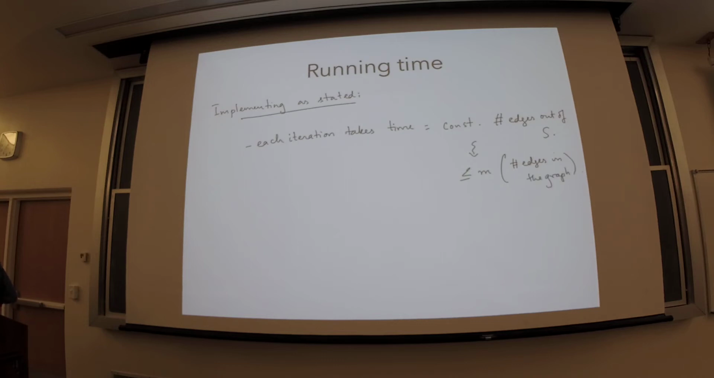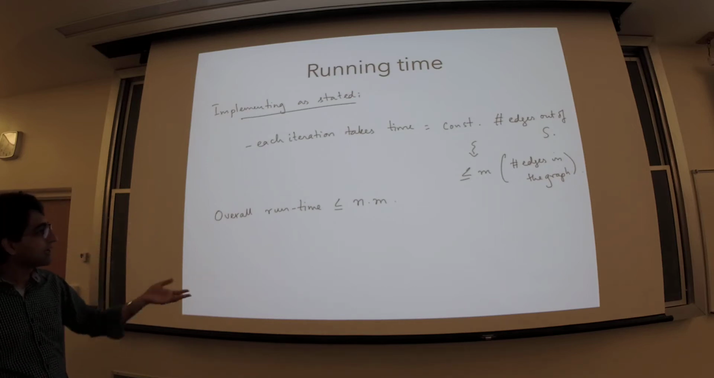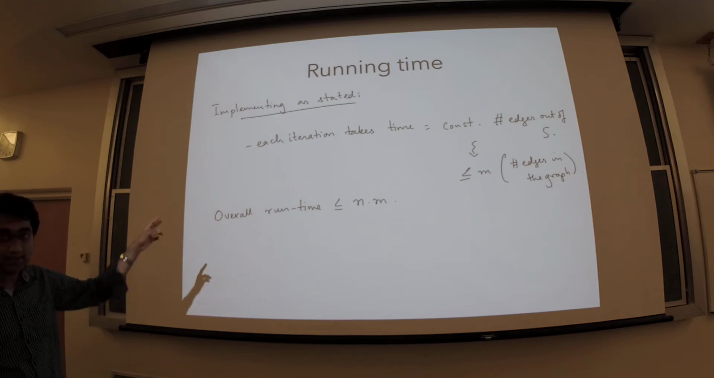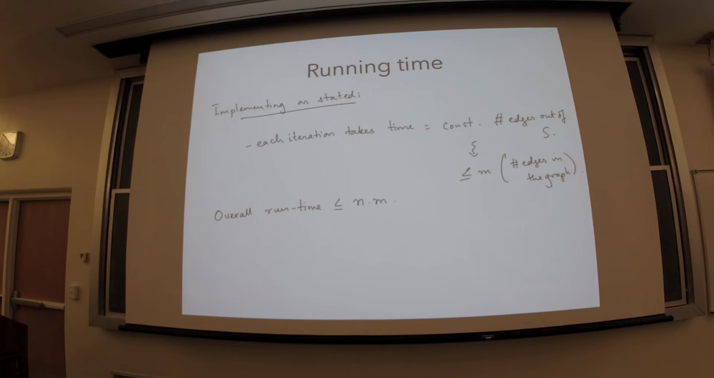So if you do it like this, then the overall running time you get is less than n times m, because you take at most n iterations, n is the number of vertices, and each iteration easily takes at most m time. So this is a naive bound if you implement it as stated. But now, can you implement it in a slightly more clever way so that you get a better running time?